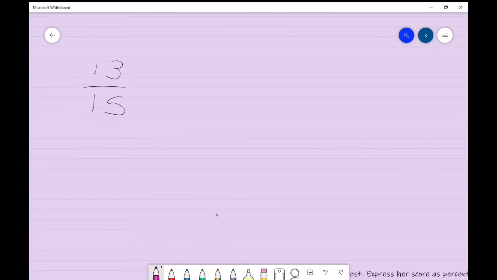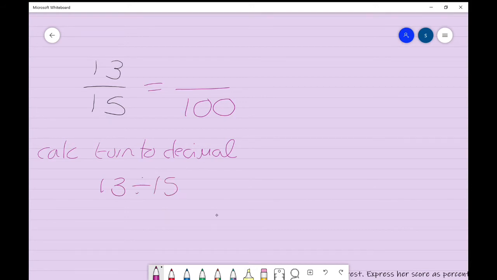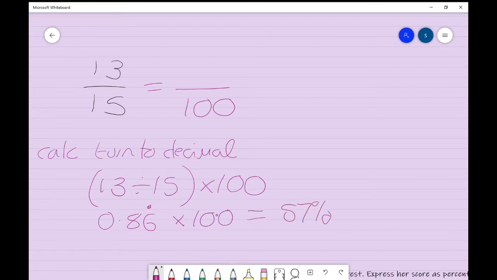Sometimes we will get fractions to convert to percentages where the denominator is not a factor of 100. Converting 15 to 100 is difficult, so we can use our calculator and instead convert the fraction into a decimal. 13 out of 15 is 13 divided by 15. We can do this and then multiply that by 100 to get our percentage. 13 divided by 15 is 0.86 recurring, times by 100 is 87% to the nearest percentage. Here I've just rounded to make it an easier answer.